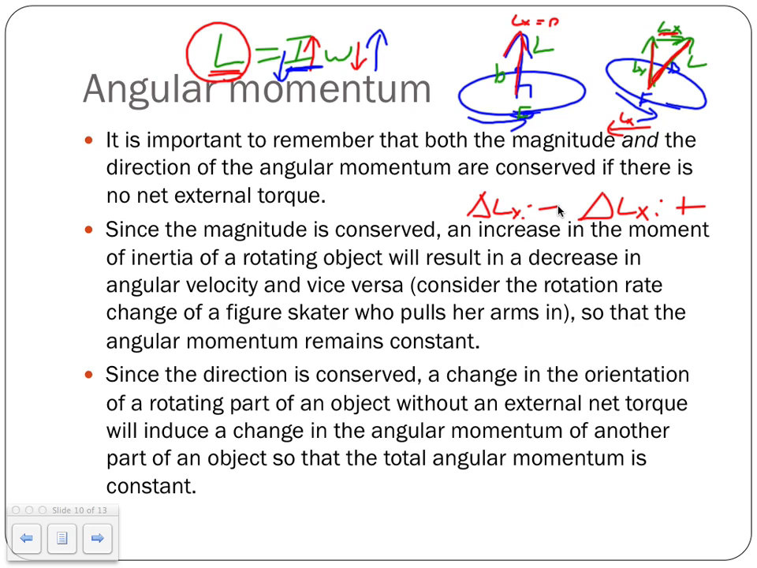Since it changes negative, the other object, whatever it is, would have to have a positive change in its angular momentum. And so that would vary how the object rotated. It would probably make it want to turn itself. So whenever you have a system of objects with no net torque, changing the direction of the angular momentum of one of the components will affect the direction of the angular momentum of the other components and change it.